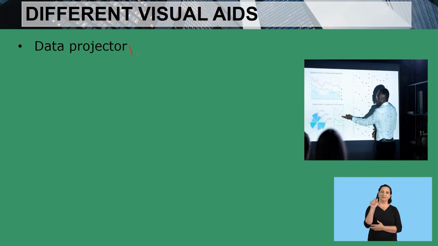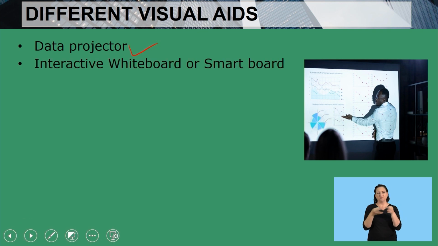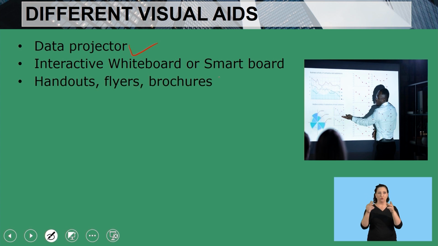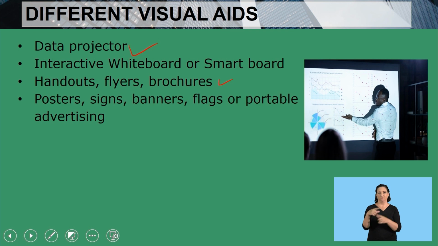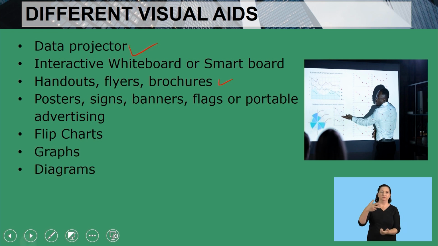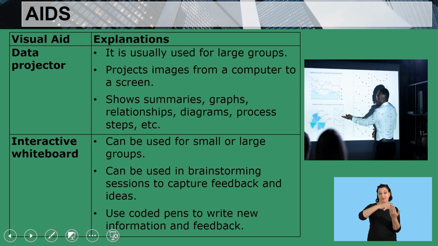So what are the different visuals that we have? We've got a data projector. You must be familiar with what a data projector is, but I'll explain just now. We've got interactive whiteboards or smart boards. We've got handouts, flyers, and brochures. And then we've got posters, signs, banners, flags, or portable advertising. We've got flip charts, we've got graphs, we've got diagrams. Right, so now we're going to explain all these visual aids.